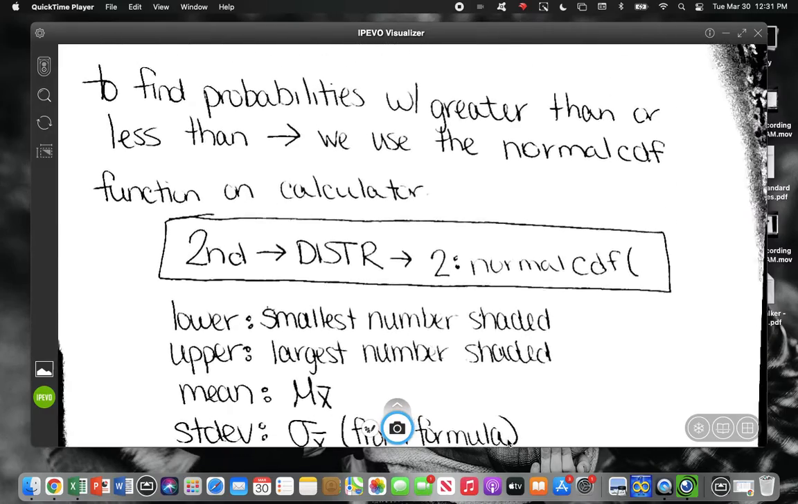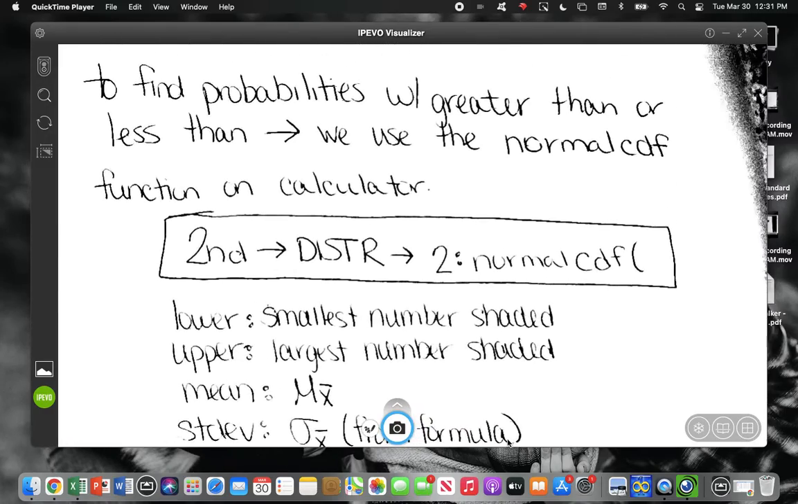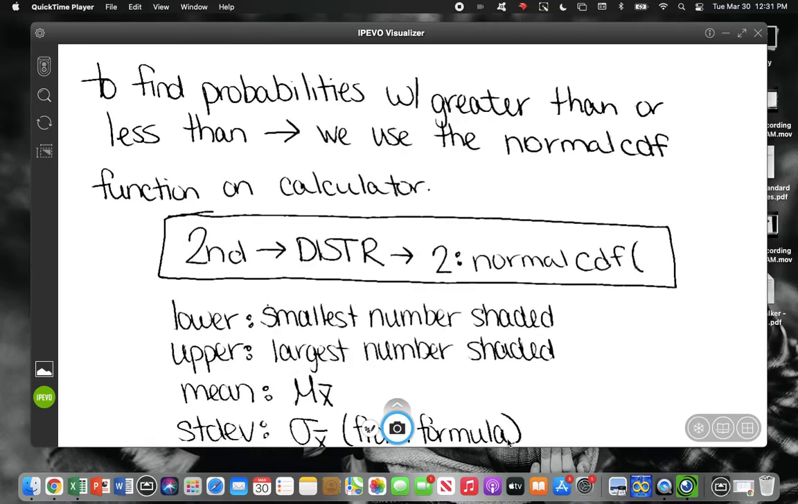Anytime you see the words greater than or less than, to find the probability, we are going to use that normal CDF, that cumulative distribution function. That just means we're finding the probability of a shaded area on a graph. And the calculator instructions, I just wanted to refresh on those. You hit second and then the distribution menu, and the second choice is that normal CDF.